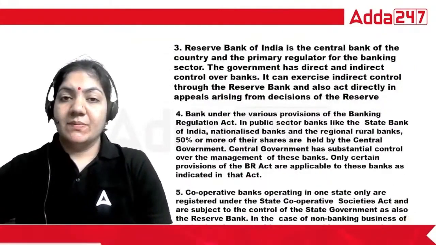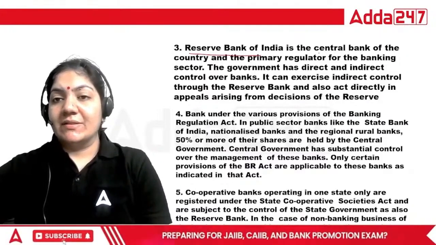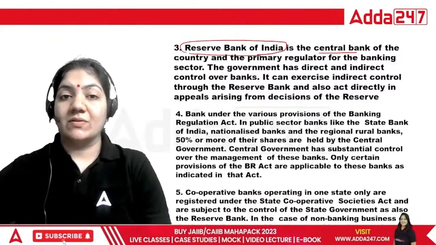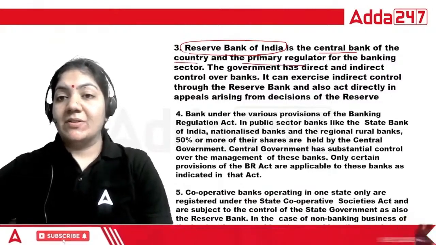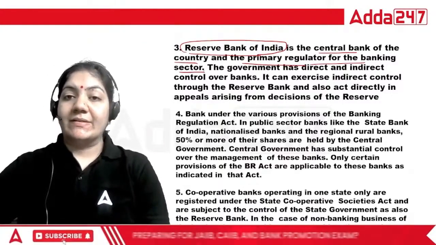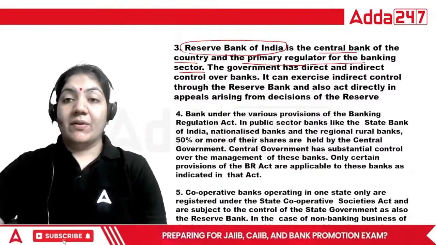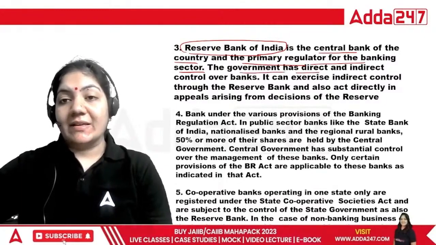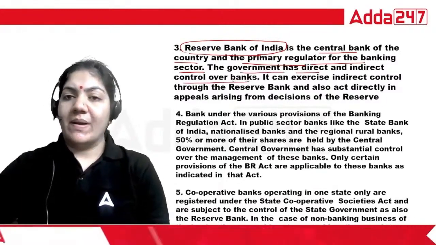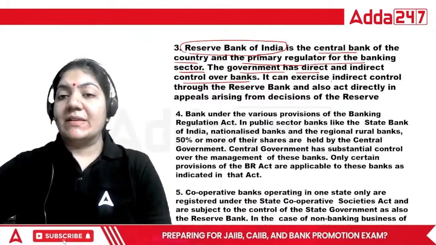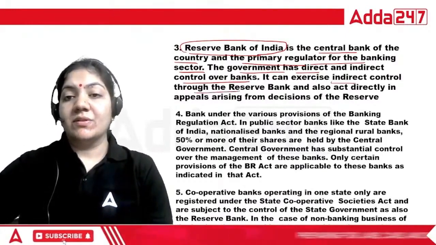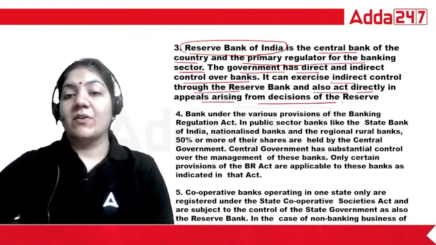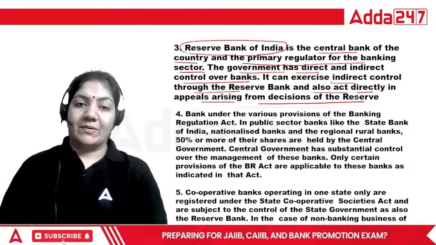Next, Reserve Bank of India, you know that is the central bank. Reserve Bank of India is the central bank of the country, the primary regulator for the banking sector. And the government has direct and indirect control over the bank. Exactly. It can exercise indirect control through the Reserve Bank and also act directly in appeals arising from the decision of the Reserve Bank. Okay.